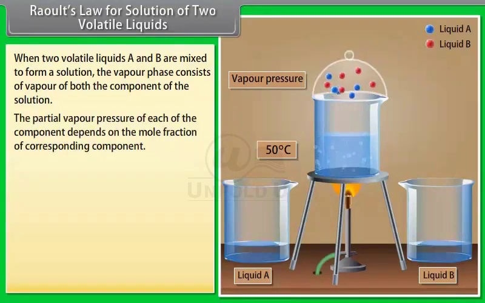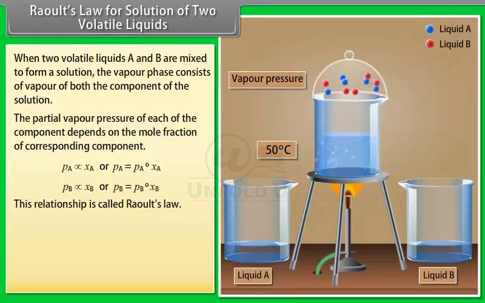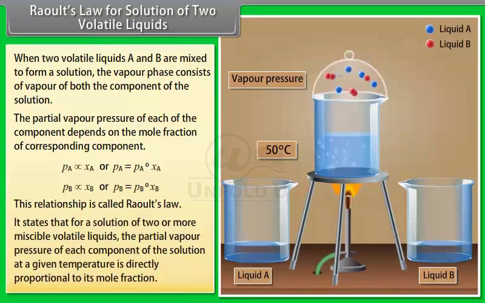The partial vapor pressure of each of the component depends on the mole fraction of corresponding component. PA = PA⁰ XA, and PB = PB⁰ XB. This relationship is called Raoult's law. It states that for a solution of two or more miscible volatile liquids, the partial vapor pressure of each component of the solution at a given temperature is directly proportional to its mole fraction.